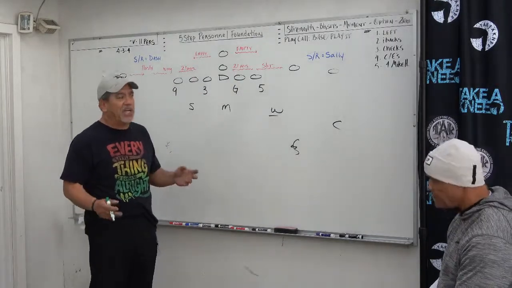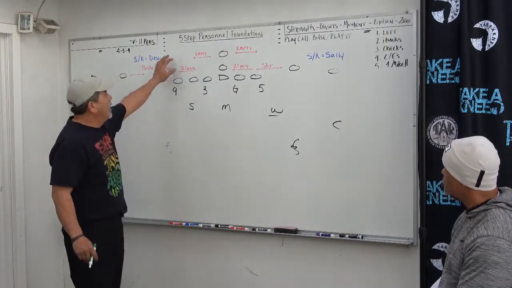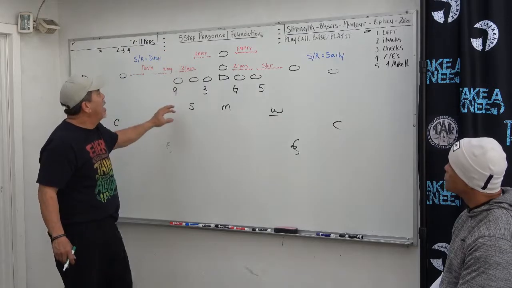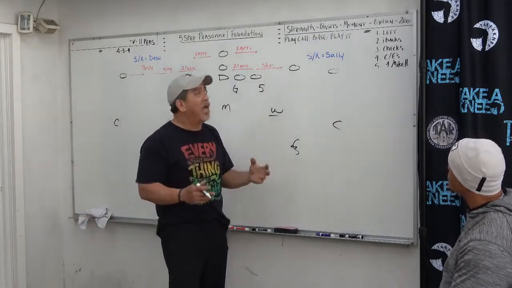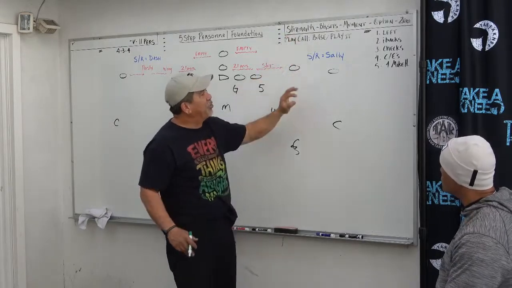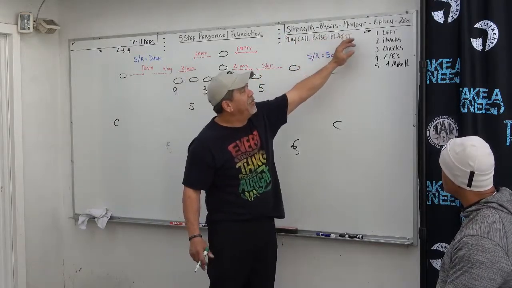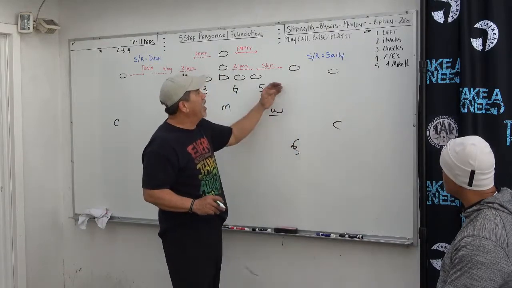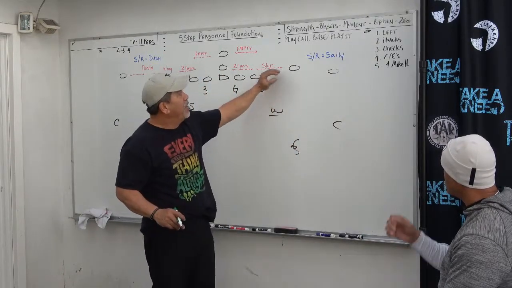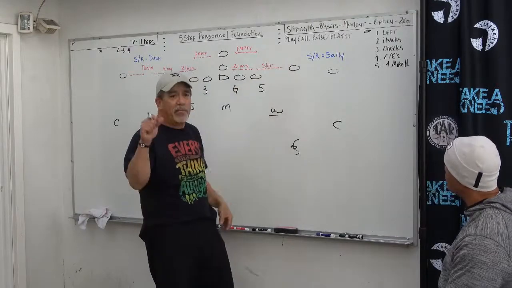We're going to do a little tech session here on 11 personnel and how our 5-step personnel base foundation happens. How do we recognize the strength, the back sets, the movement, the option, and when they empty it up, how do we get into a 0 personnel group? And the call that's going to be made is going to be a base call.